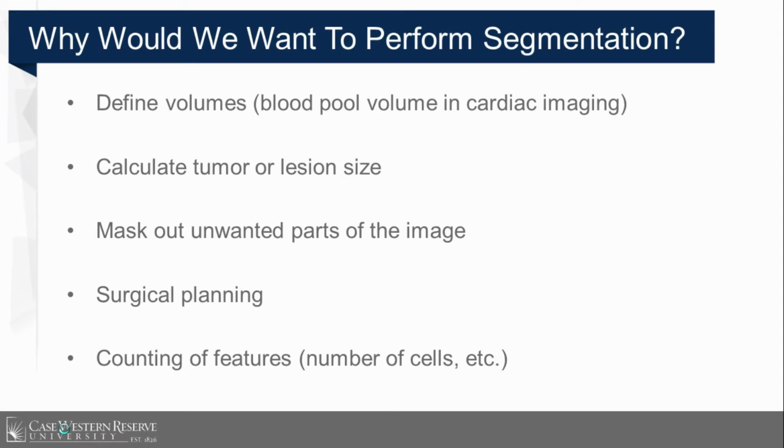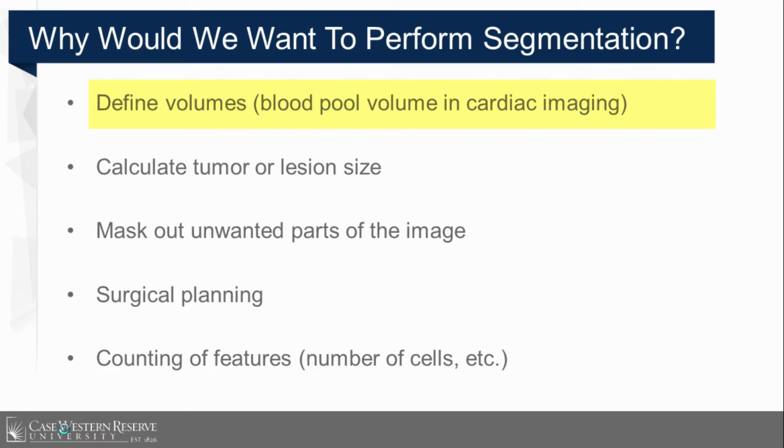All right, so for instance, why might we want to perform segmentation, either manually or automatically? One common reason is so that we can define specific volumes. An example that we'll be looking at a lot is calculating a blood pool volume in cardiac imaging. We want to know how much blood is in the left ventricle. Here we're trying to calculate an area in a two-dimensional image. And we may want to do this over time so that we can find out how much blood is being ejected from the heart in every heartbeat.